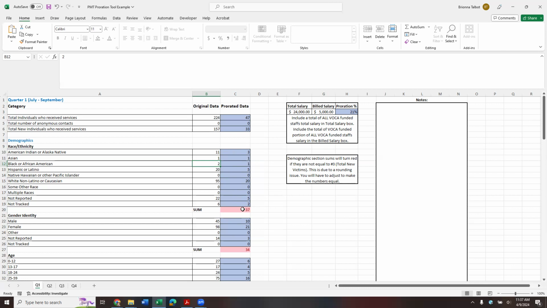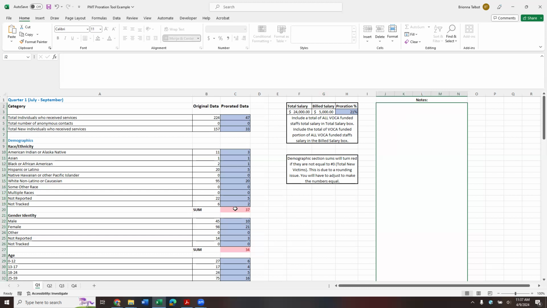issue here. So what you're going to do is you're going to look at where you can reduce to get down to this 33. And you're not going to do that in this tool. You're going to do that on your PMT report. So you'll want to use this little notes box over here to make any notes on adjustments that were made.